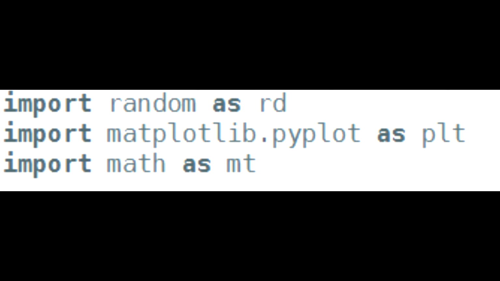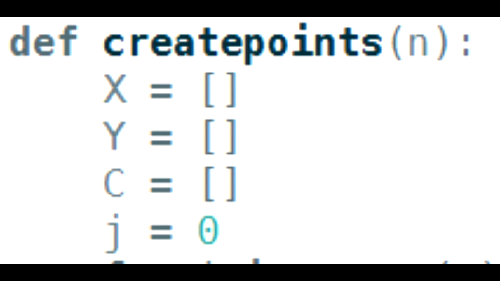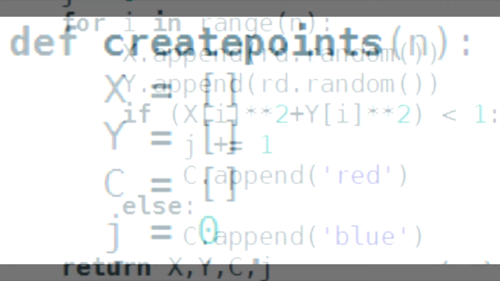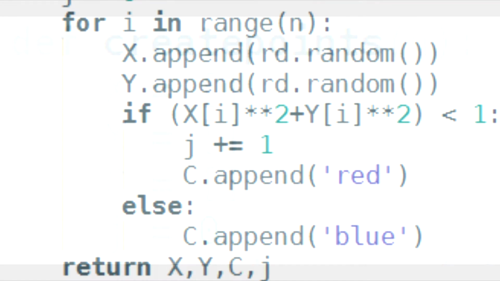At first we import a few modules: random for randomness, matplotlib for drawing plots, and math for math. Then I made a function named createPoints. What it does is, with the function rd.random, it takes a real between 0 and 1, well, technically a float between 0 and 1, and it counts if it's inside the circle.